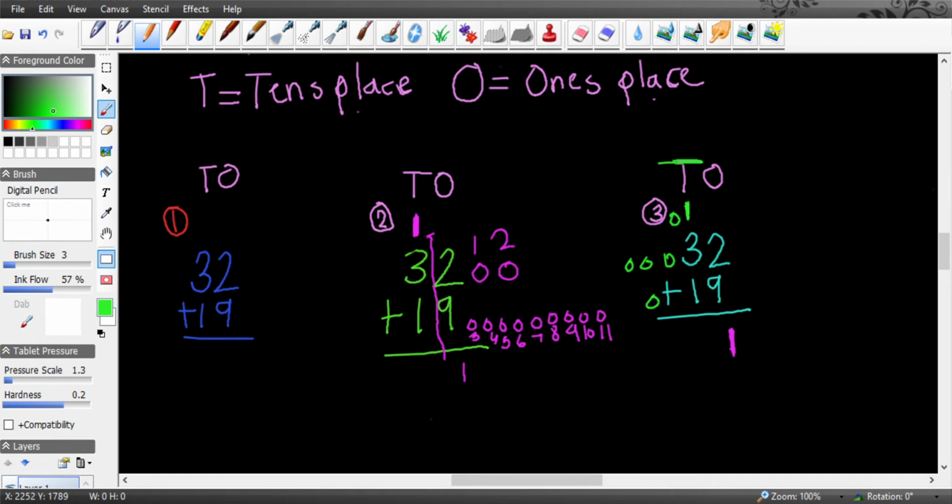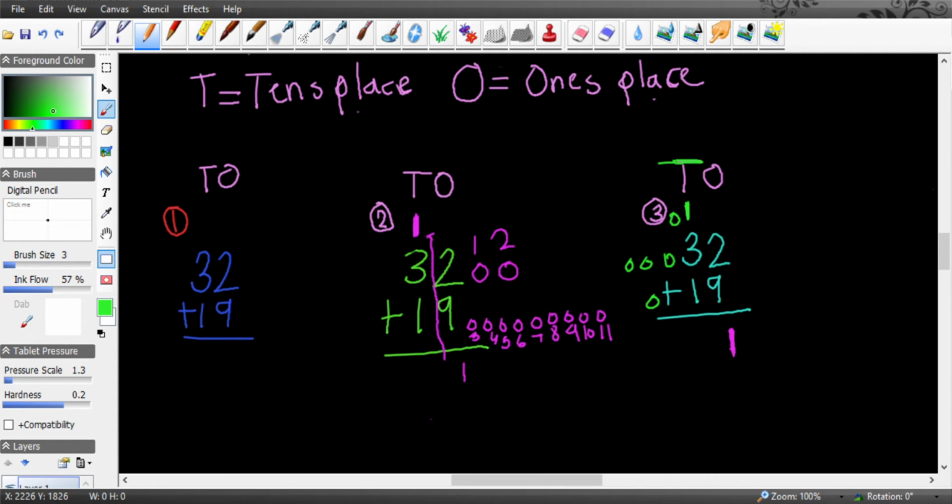This does not have any special powers or something else people call it. This 1 over here does not have special powers. It's just a number that's above the 3 but below the T, which means it's in the tens place. So it has no special power. The green one over here does not have any special power. So we're just going to add it.